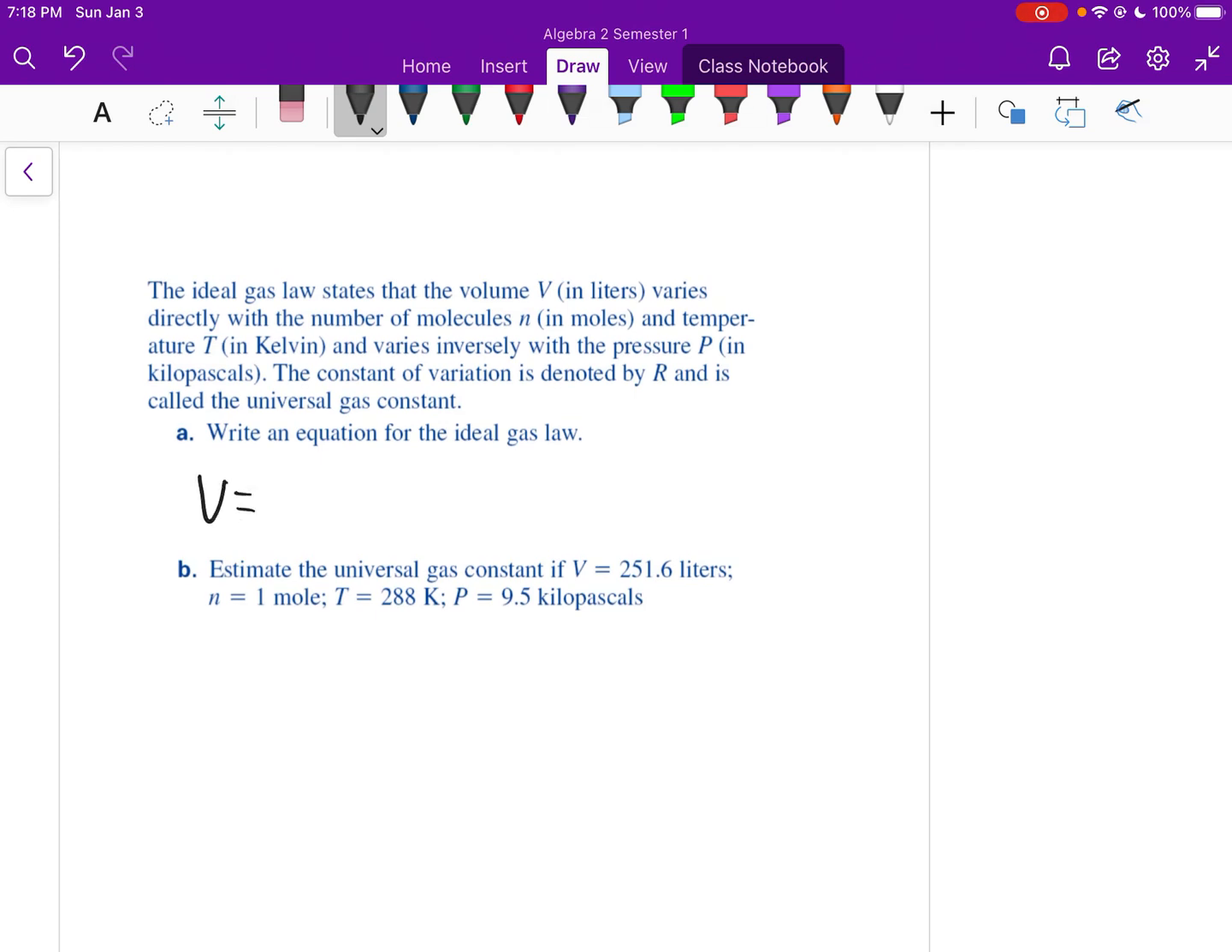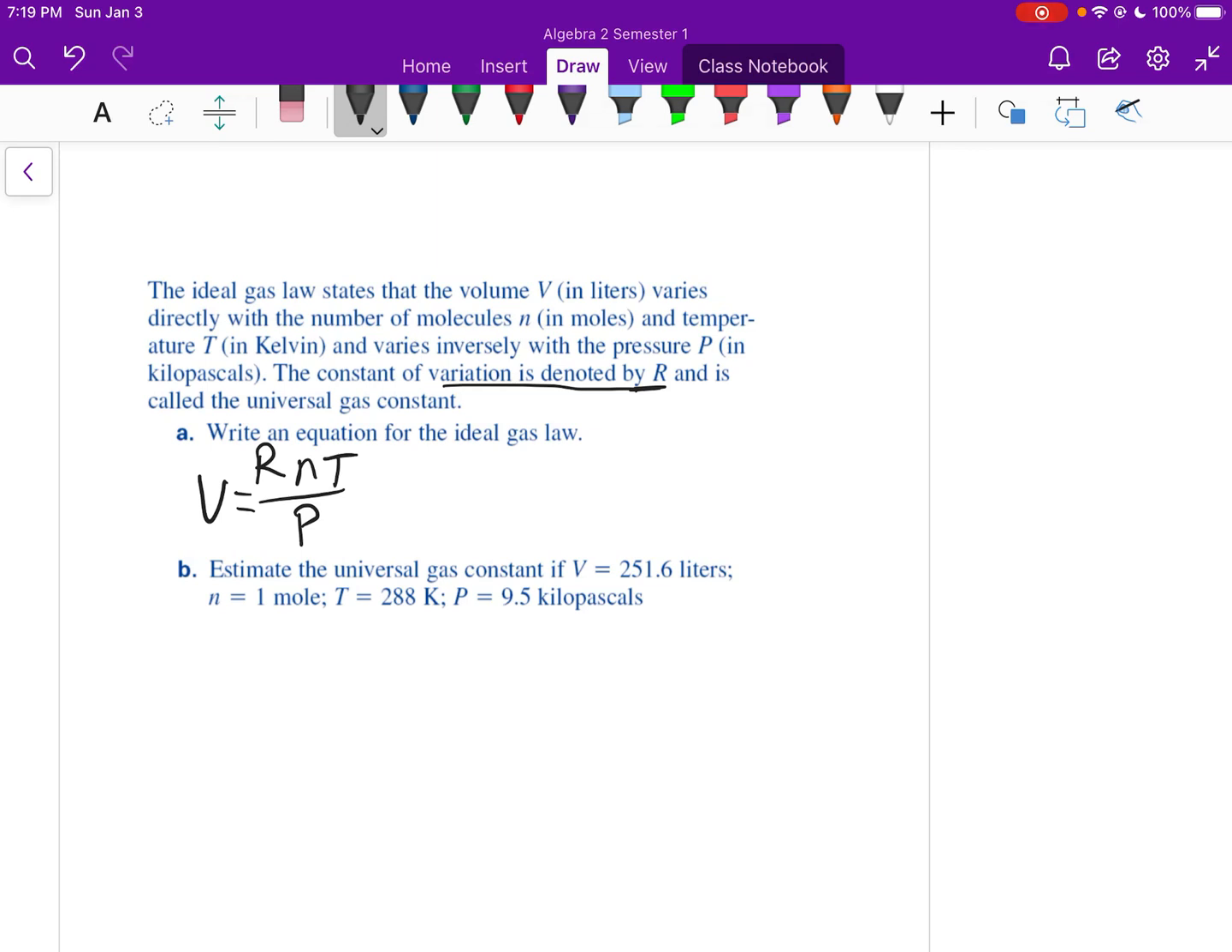directly with the number of molecules, N, so N will be on top, and the temperature. So we have NT, and remember, we have to have that constant of variation, which is typically represented with K. In this case, we said R, so RNT over the pressure, since it varies inversely with the pressure, so the pressure has to go on the bottom. So that is the equation for the ideal gas law.